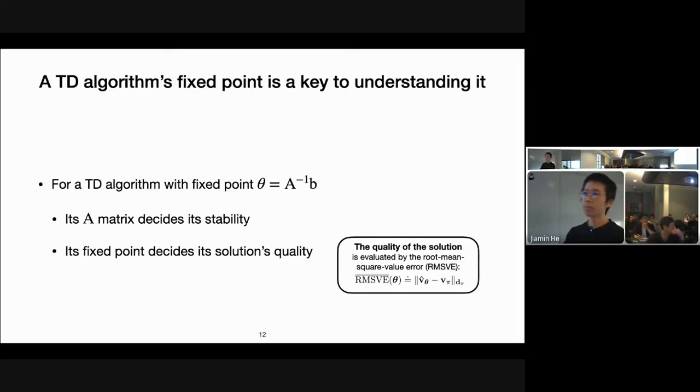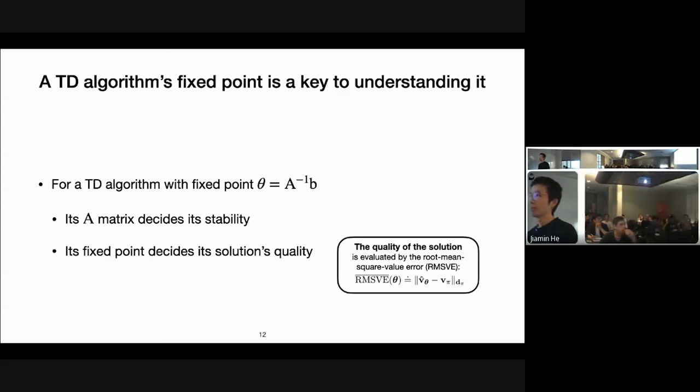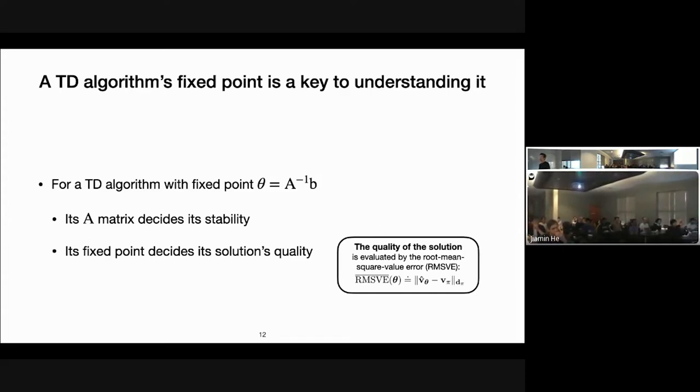Sorry, another question. When you talk about approximation error, the approximation error is not only coming from the algorithm itself having a different fixed point, but also the approximation error from realizability, right? Yes, the error of the algorithm would come from two parts. One part is how well the feature represents the value. The other part is how good the algorithm is at finding the best theta. Yes. Any question? Then let's move on.